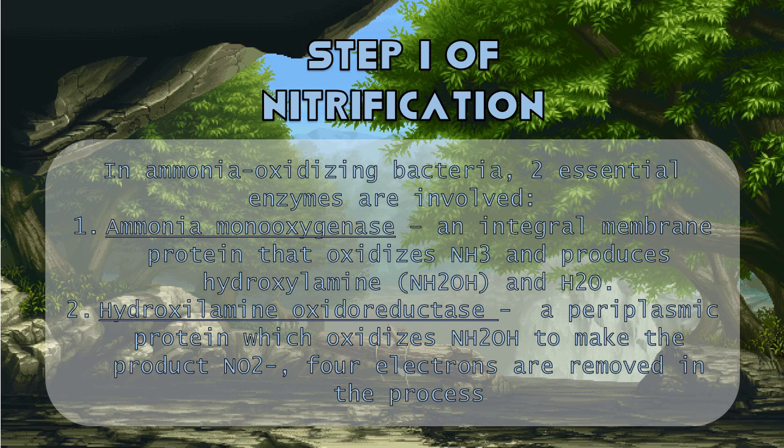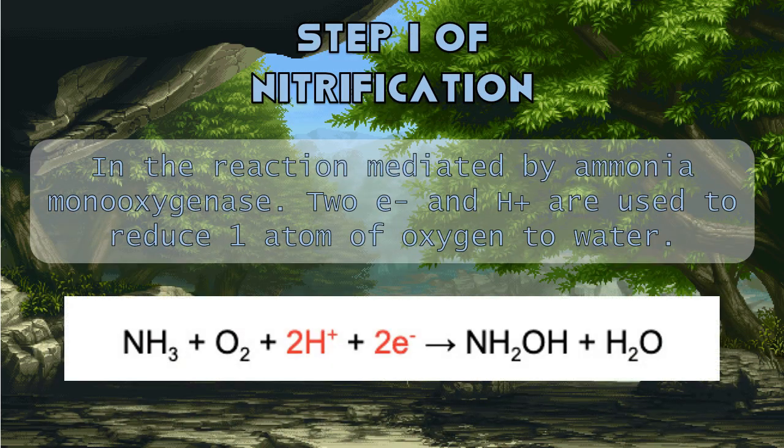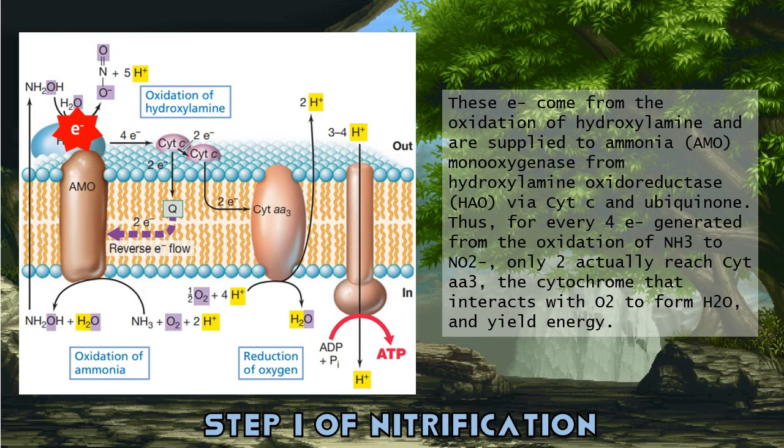In the reaction mediated by ammonia monooxygenase, 2 electrons and 2 protons are utilized to reduce 1 atom of oxygen to water. These electrons come from the oxidation of hydroxylamine and are supplied to ammonia monooxygenase from hydroxylamine oxidoreductase via cytochrome C and ubiquinone. Thus, for every 4 electrons generated from the oxidation of ammonium to nitrite ion, only 2 actually reach cytochrome aa3, the cytochrome that interacts with oxygen to form water and yield energy.